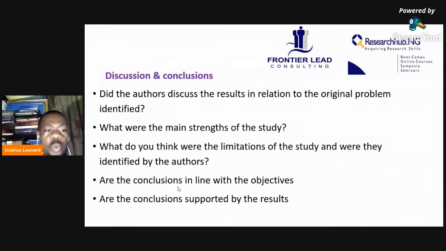Now, what were the main strengths of the study? You should be able to state the strengths of the study. These are the strengths of this study. Those are the strengths of this study.